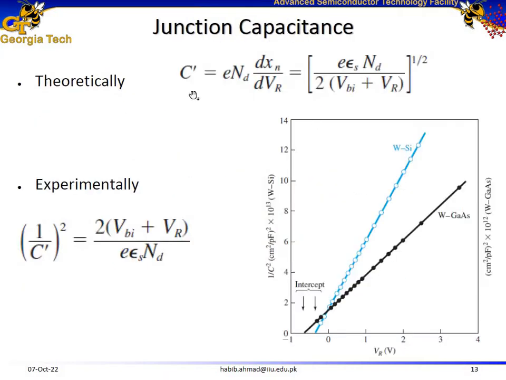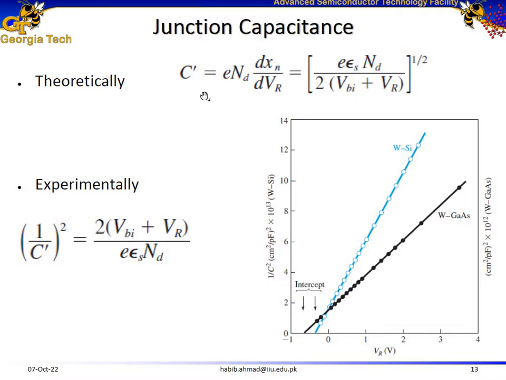How do we calculate the junction capacitance? This is given in farad per centimeter square. So if you want to calculate the capacitance, just multiply the junction capacitance with the cross-sectional area of the diode, and you would be able to achieve the capacitance.